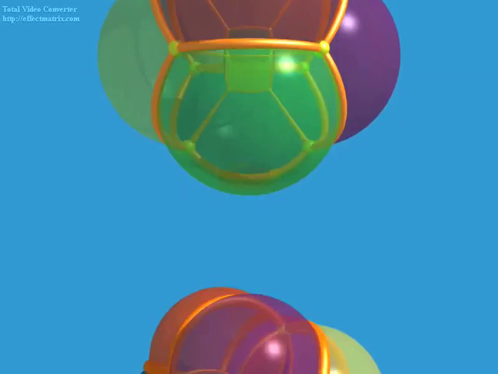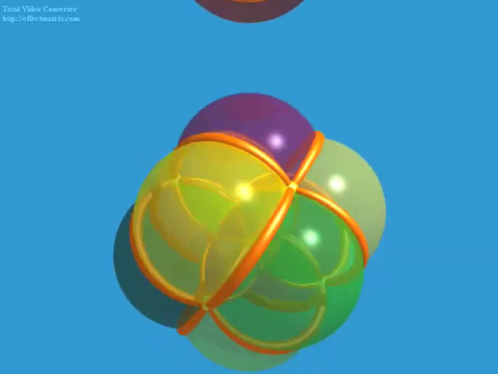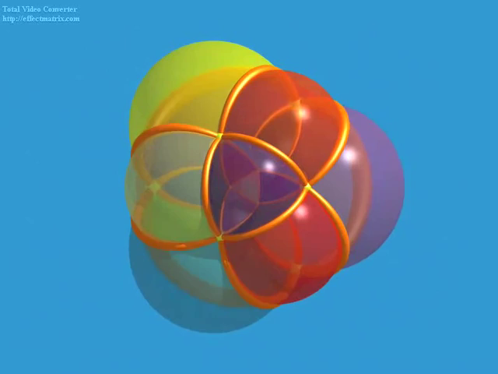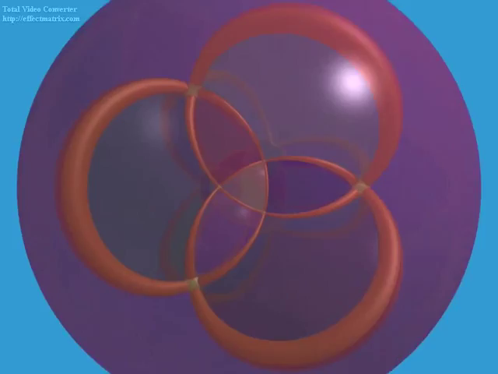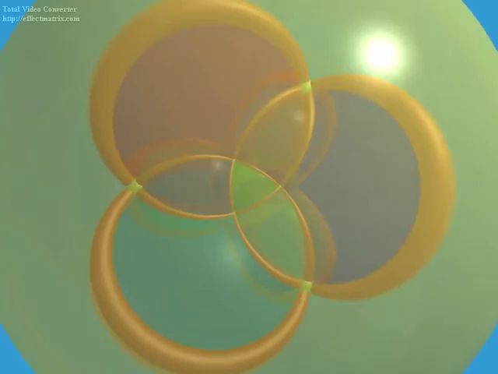These are my favourite, the 24 cell. Look at that. The 24 cell is really wonderful. 24 vertices, 96 edges, 96 triangles, and 24 octahedra. 8 edges start at each vertex.